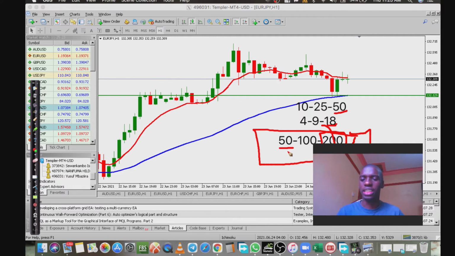So when choosing the base moving average, it should not be easy to reach. It should be a bit far, and should be the biggest as compared to the crossing moving average.